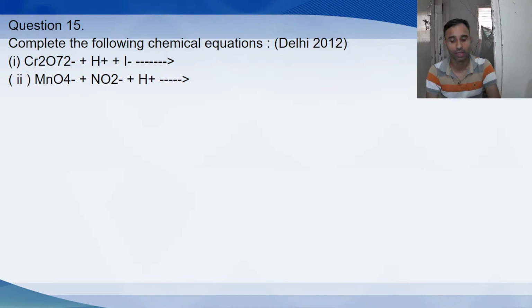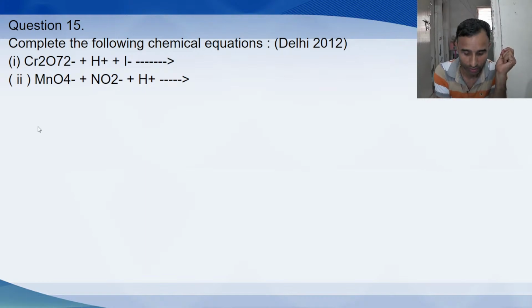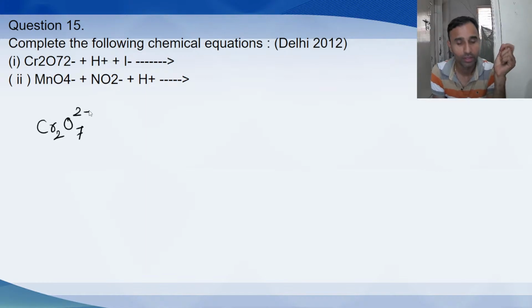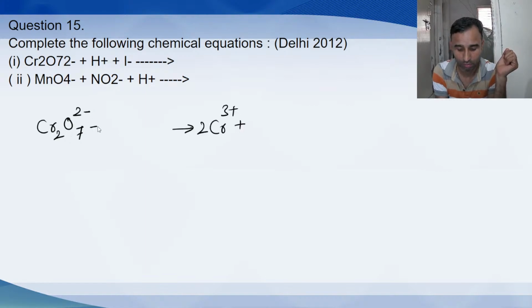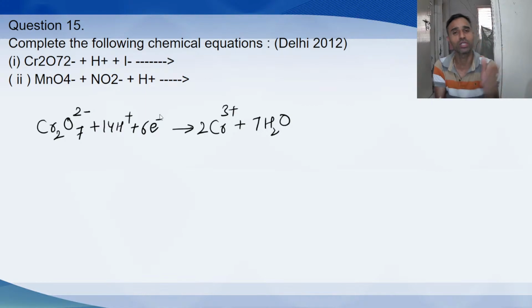Next question: complete the following chemical equations. Acidic medium. Cr2O7 2- will give 2Cr3+ plus 7H2O, with 14H+ and 6 electrons. This equation you have to keep in mind.